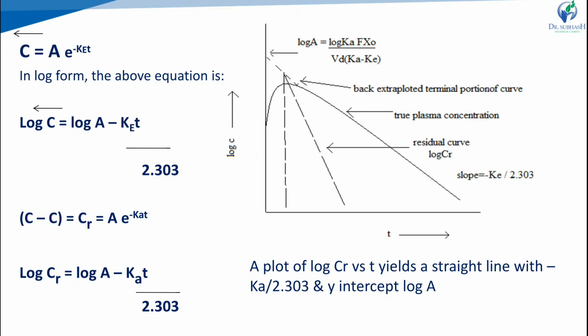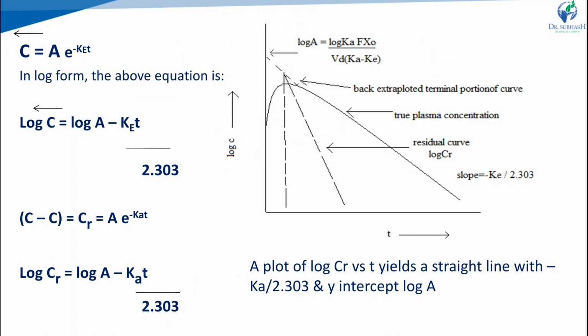Initially, first we have to get the true plasma concentration curve. From the true plasma concentration curve we can get the slope, and from the slope we find the Ke value. Slope is equal to −Ke / 2.303. From that true plasma concentration we get the back-extrapolated curve line, which we extrapolate to the y-axis, so we can get the log A intercept.